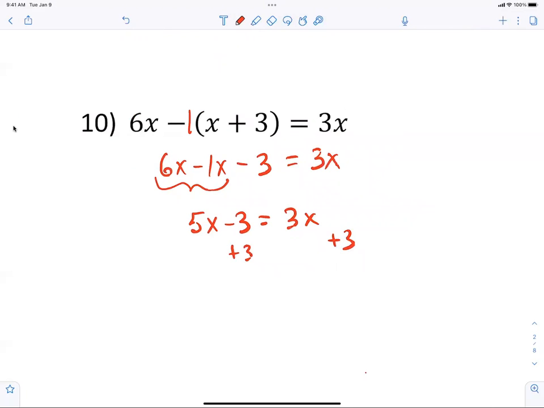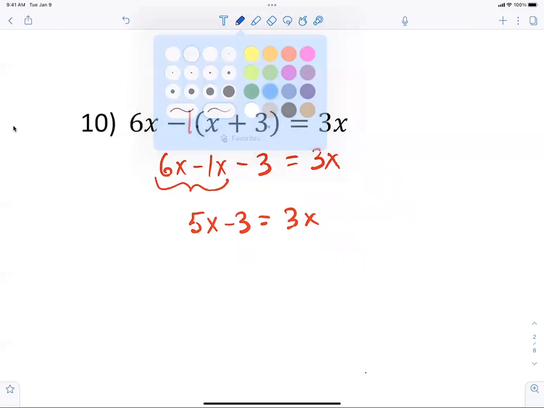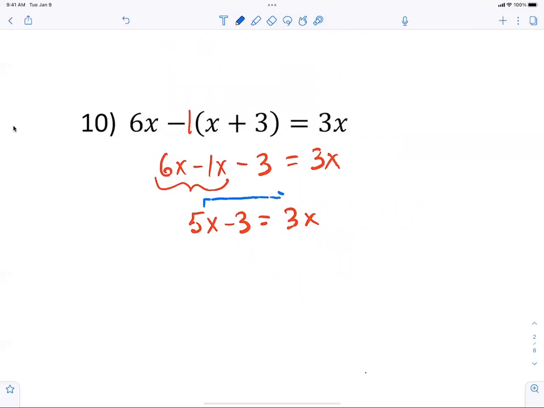No, no, no. This is a number. This is a variable. Well, yes, let's go back now. Since you made that mistake, let's just go. So we want them separated. Do you agree? So I need to move this 5x over with the 3x. Do you agree with this?